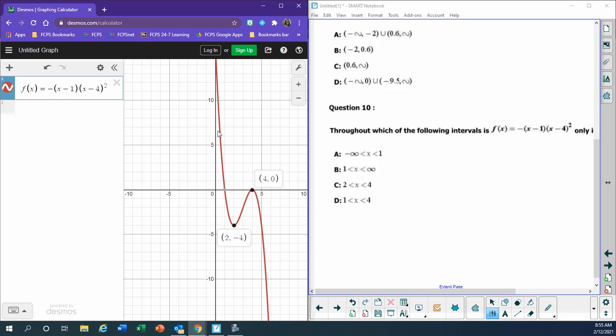Okay, so remember, you're going to say, oh, this is up. No, when you go from left to right is what you have to do. When I go left to right, what happened to this graph? It goes down. Left to right, it went up. Left to right, it went down.